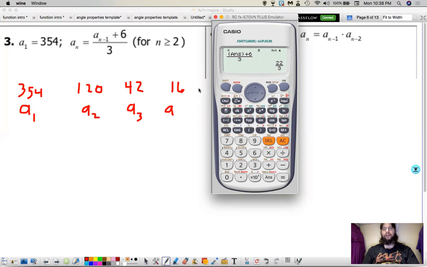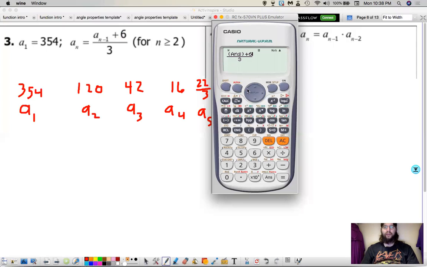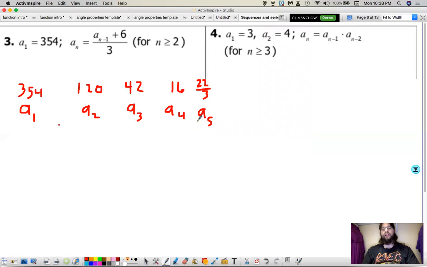22/3. Okay, well, you might be like, hey, that doesn't seem right. So check it. If I plug in 16 here, sure enough, it's 22/3. Just because our term numbers have to be natural numbers doesn't mean our term values will be. So we could get fractions, or depending on the formula, it might even get radicals. It just depends on what's going on in here. So it's okay to have fractions.